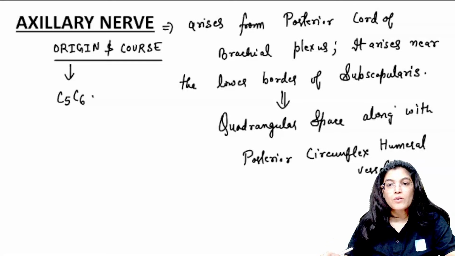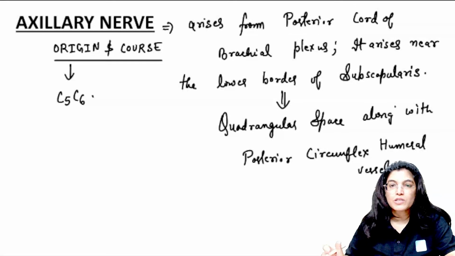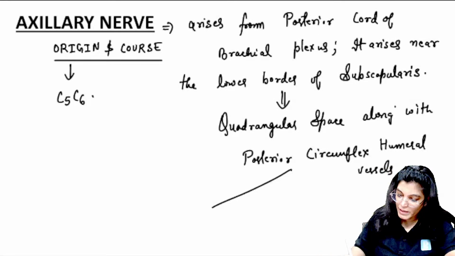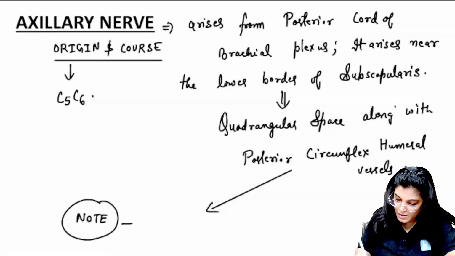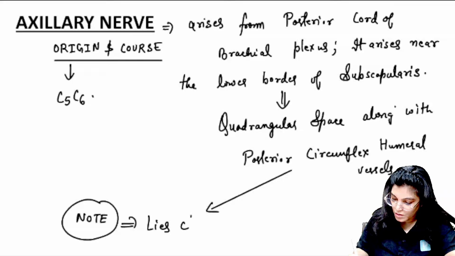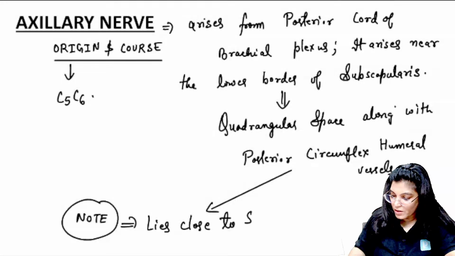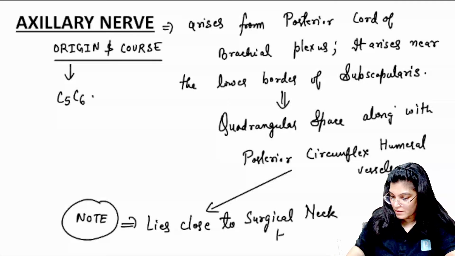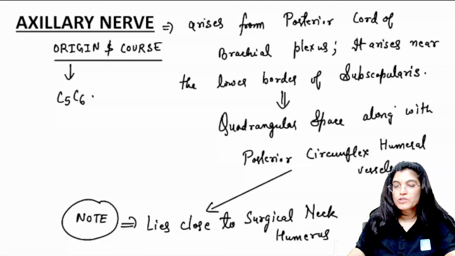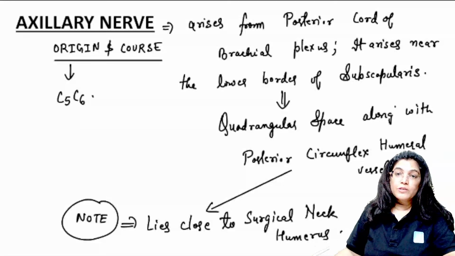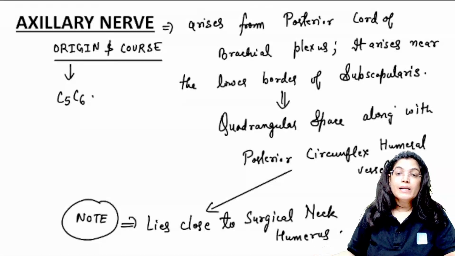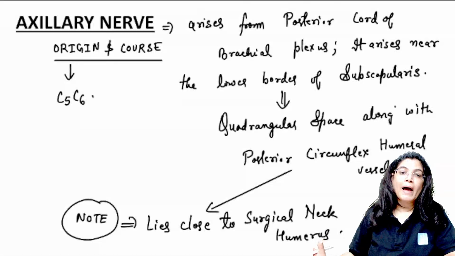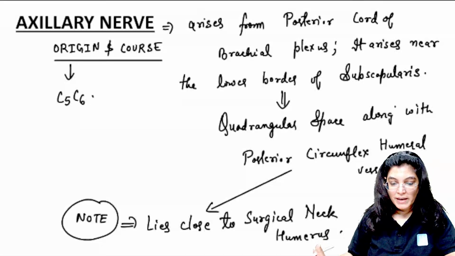And in this location, it is lying very close to the surgical neck of humerus. One important note point is that the axillary nerve at this location lies close to the surgical neck of humerus bone. So only in case of dislocations and damage or fracture of the surgical neck of humerus is the axillary nerve damaged, and axillary nerve injury leads to paralysis of the deltoid muscle and teres minor muscle.